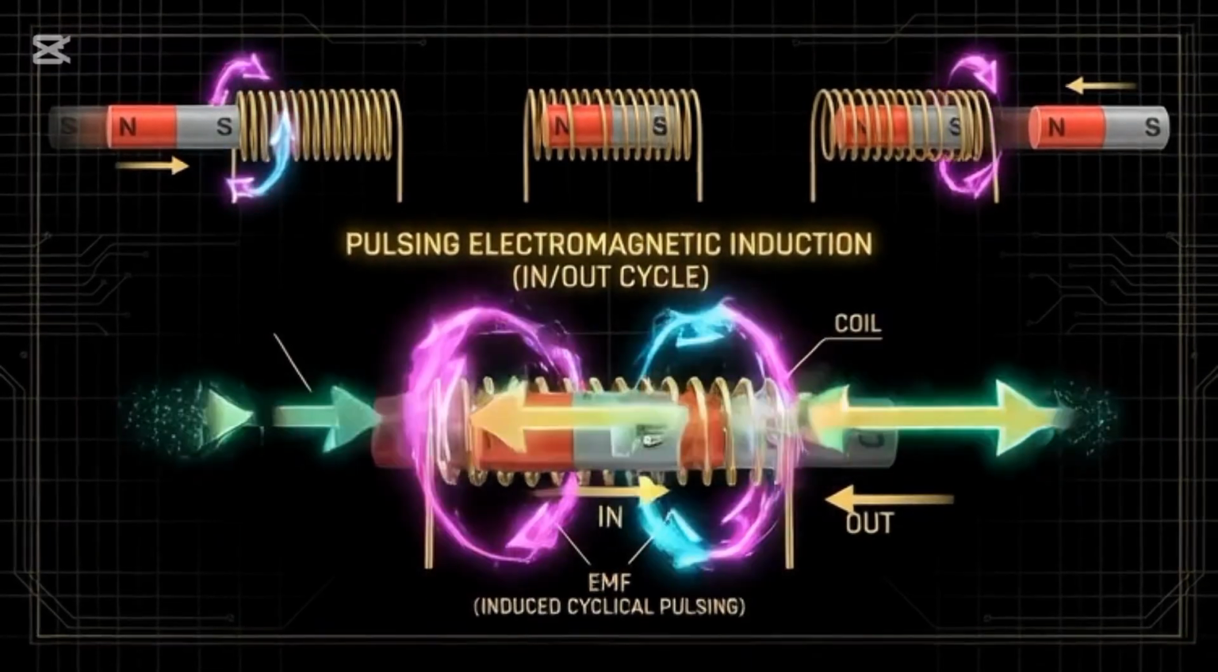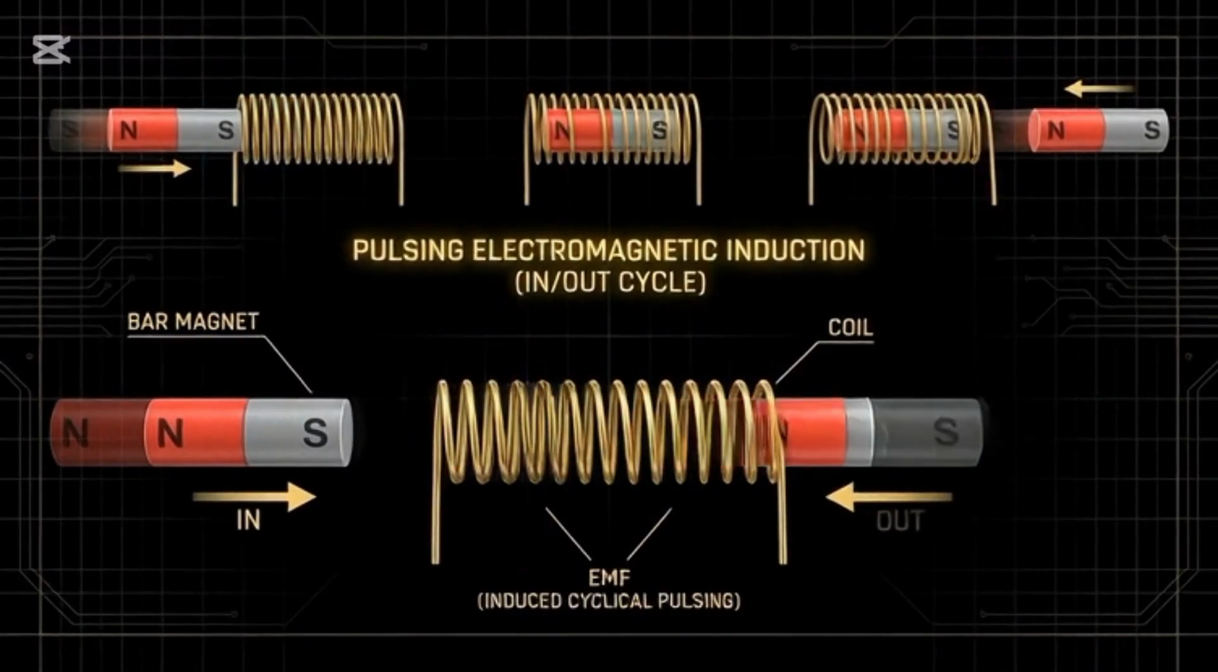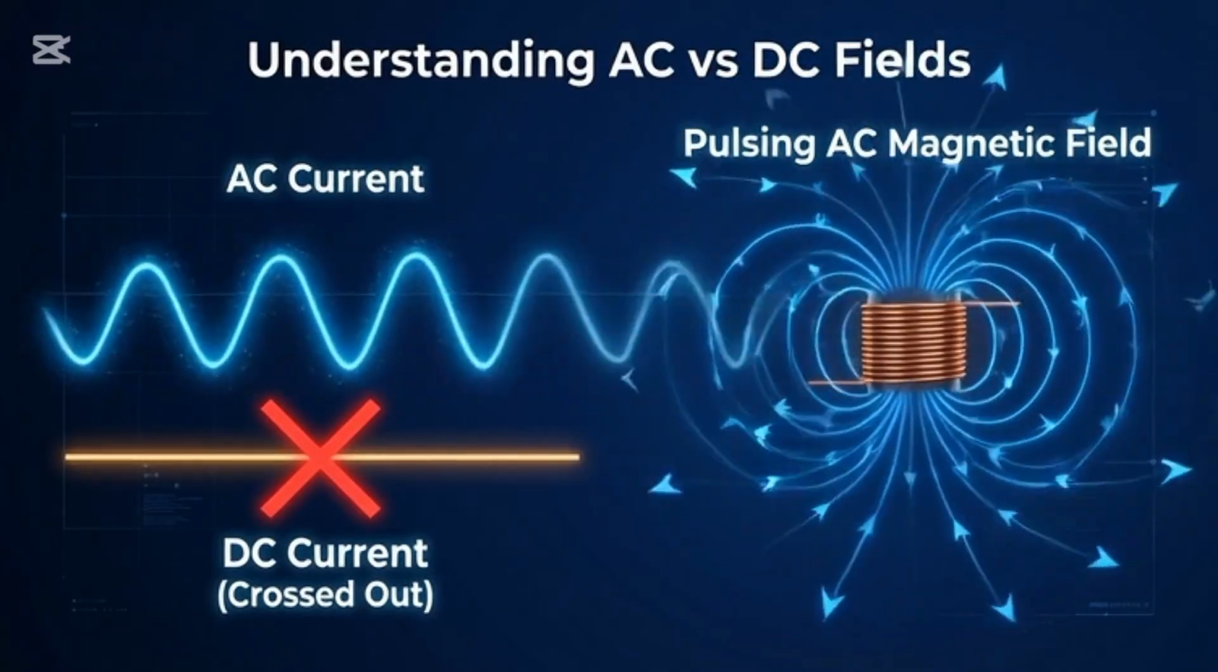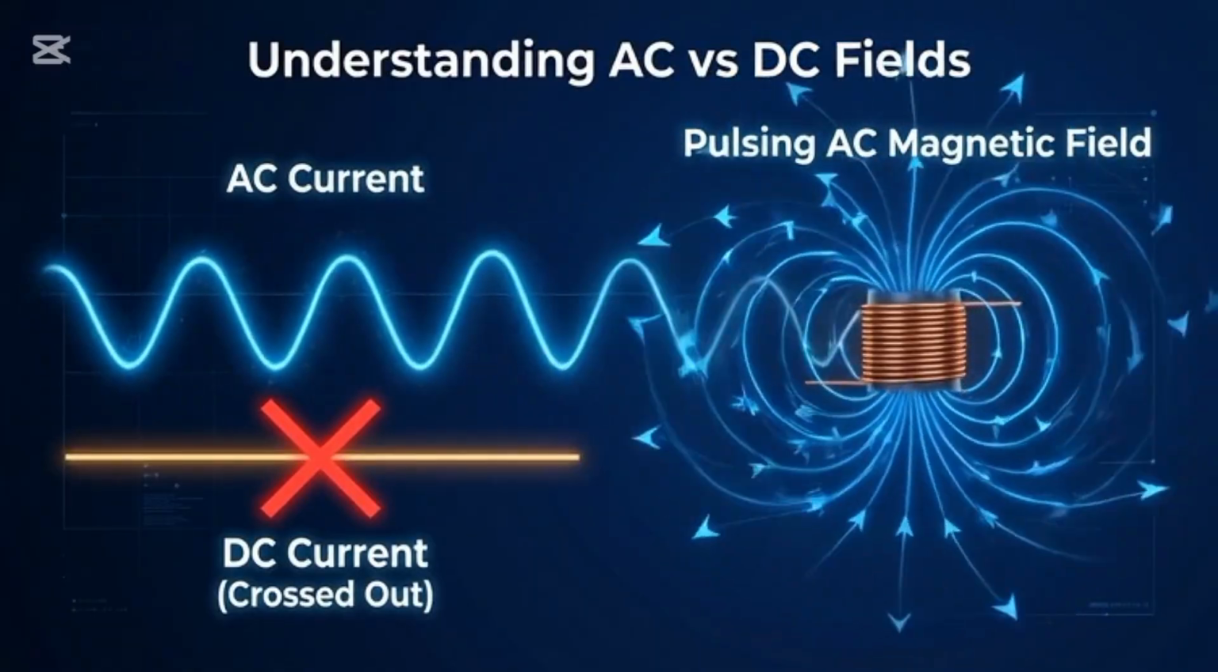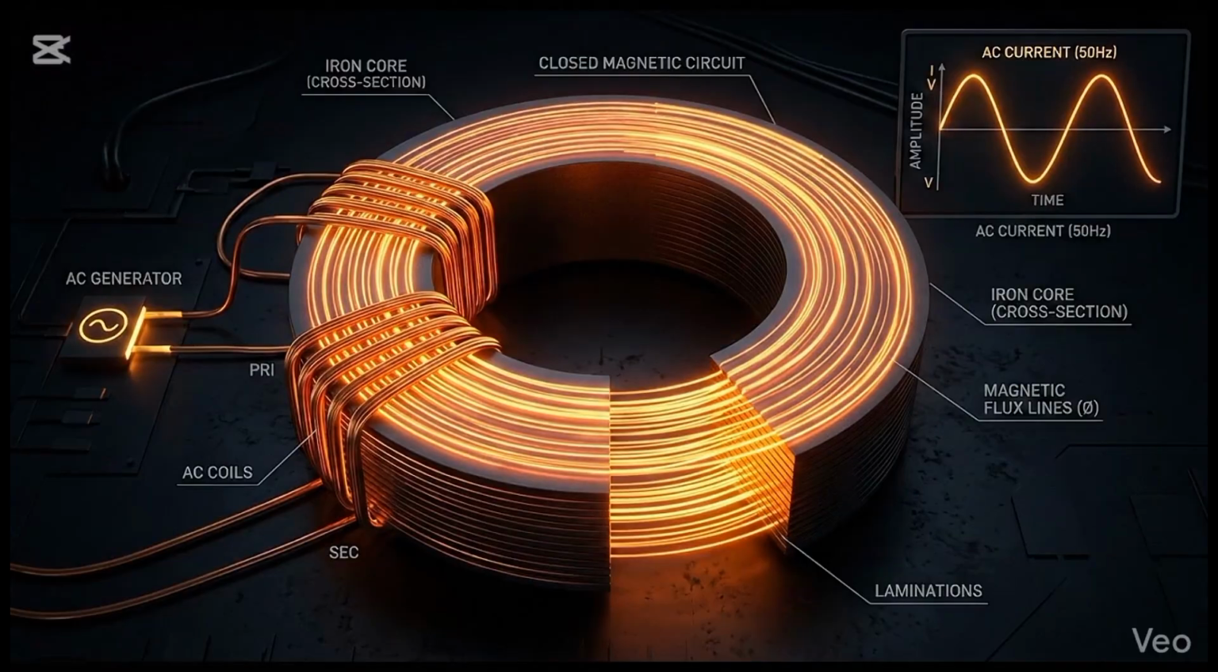every transformer. Transformers only work with AC. Alternating current constantly changes direction, creating the changing magnetic flux needed for induction.